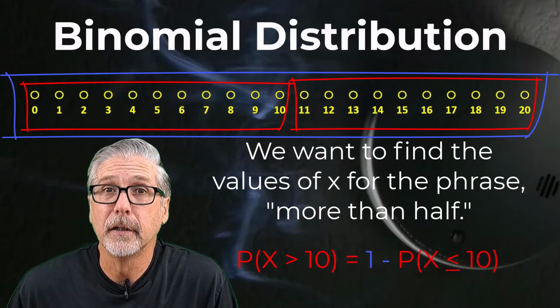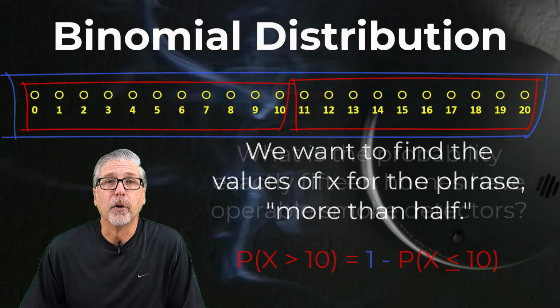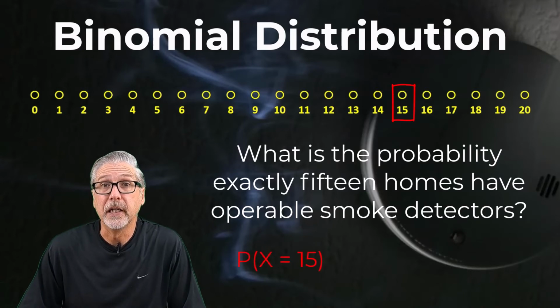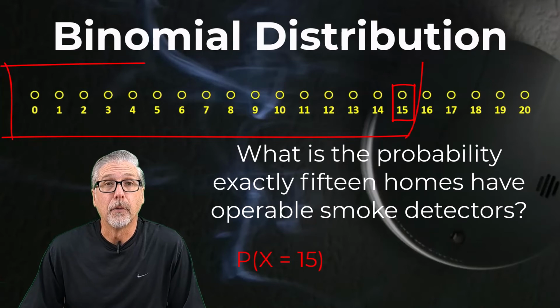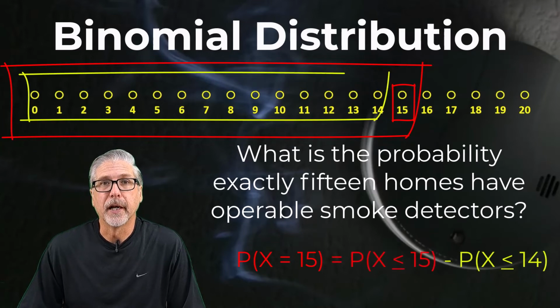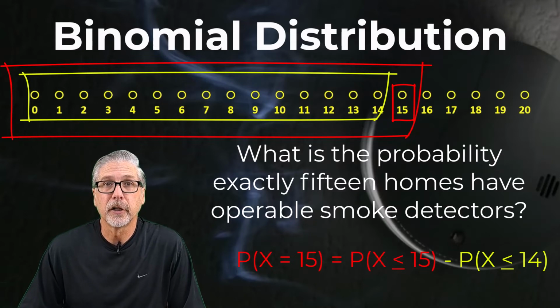Pretty cool, right? How about if I asked you the probability X is equal to 15? What's the probability exactly 15 of the homes have operable smoke detectors? Well, I could draw a little rectangle around the value of 15, or I could say that's the probability X is less than or equal to 15, look at the box I'm drawing, minus the probability X is less than or equal to 14. Some pretty serious statistics tricks going on here.